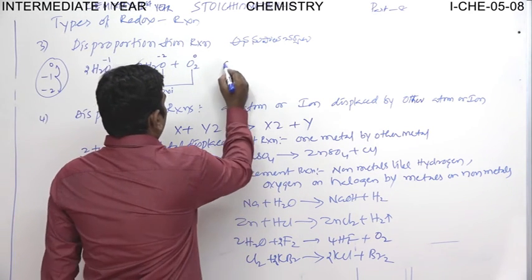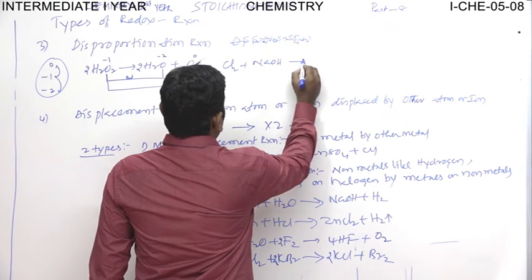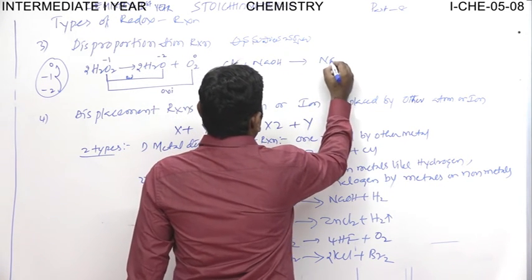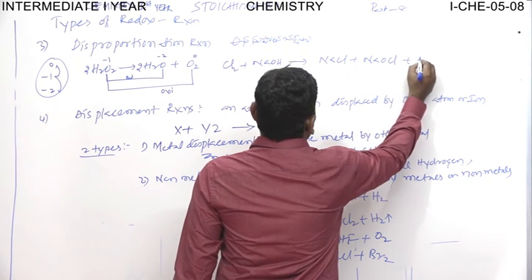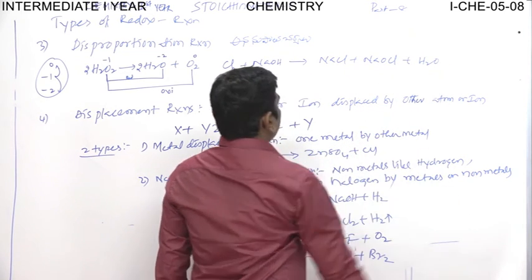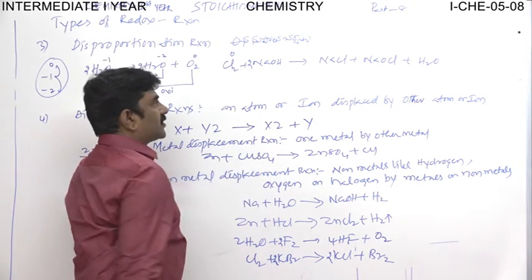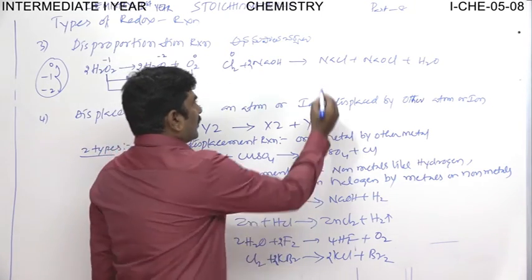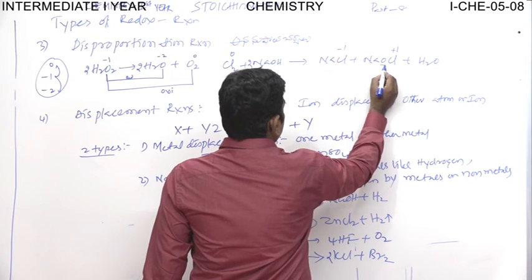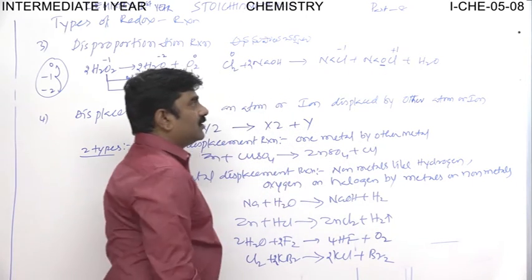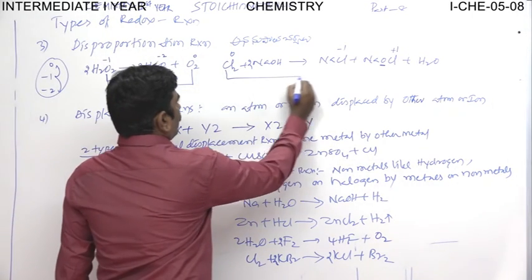Taking one more example, Cl2 plus NaOH will give NaCl plus NaOCl plus H2O. Here the chlorine oxidation state is 0. Here the chlorine oxidation state is -1. Here the chlorine oxidation state is +1 because it is with the oxygen.